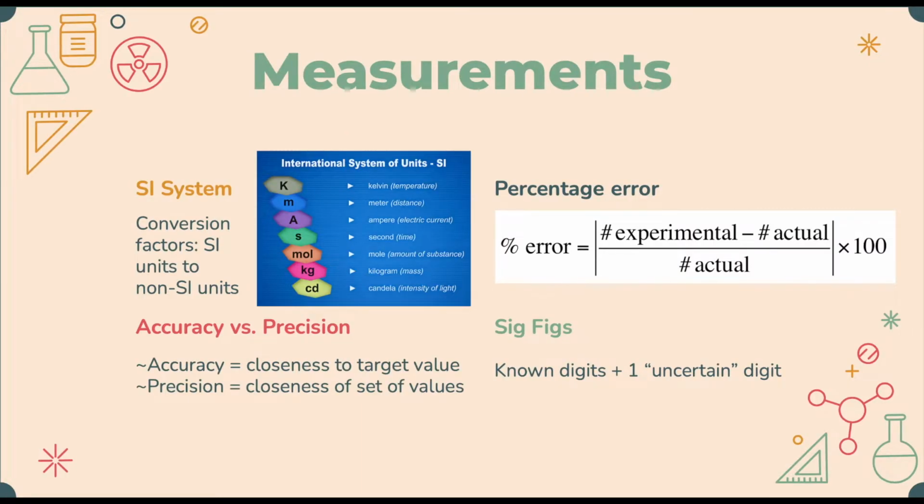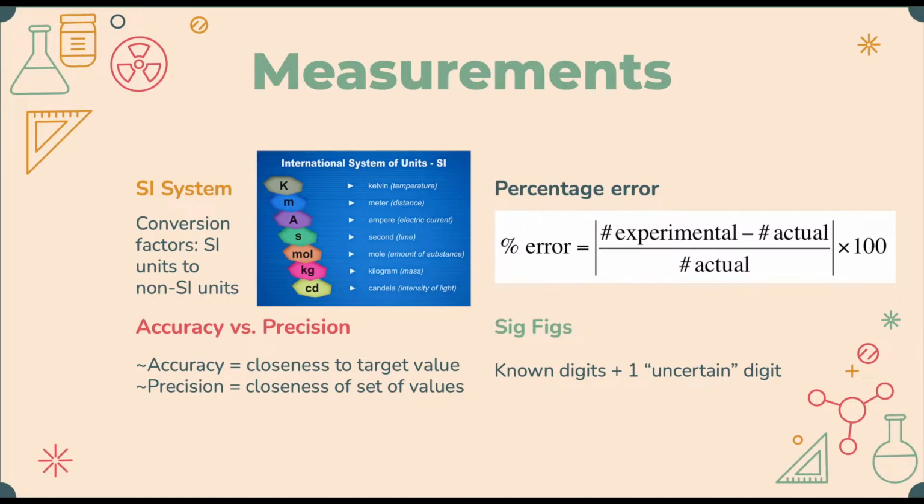When scientists take measurements, the gold standard is the SI system of measurement, consisting of 7 base units: meters for length, kilograms for mass, seconds for time, Kelvin for temperature, moles for amounts of substance, amperes for electric current, and candelas for luminous intensity. To convert from an SI unit to another unit, we use conversion factors such as 1 meter equals 3.28 feet.